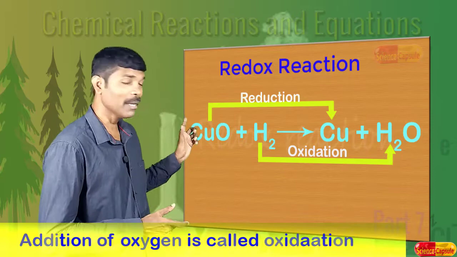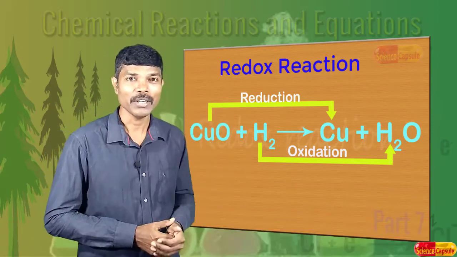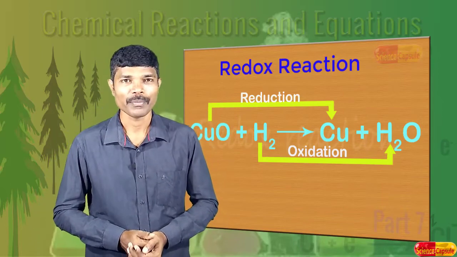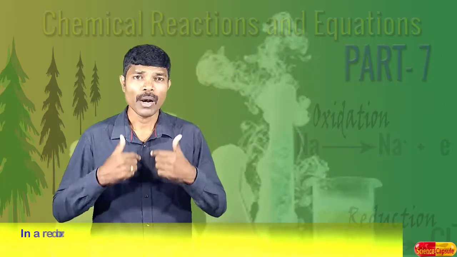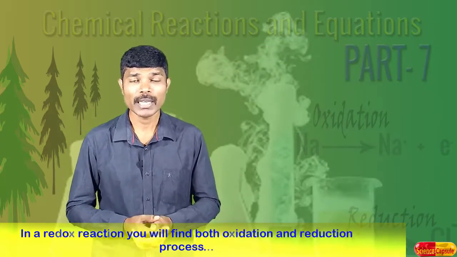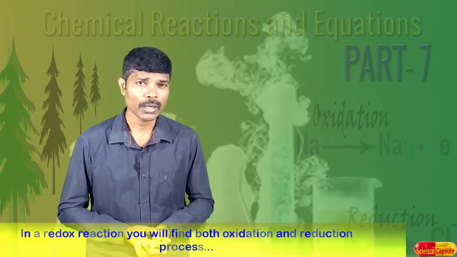So in the same chemical reaction we can find both oxidation and reduction reactions. So only this reaction is called a redox reaction. Understood, children? Now apart from reduction and oxidation reactions, we need to understand some more related terms associated with the redox reaction. What are those terms?